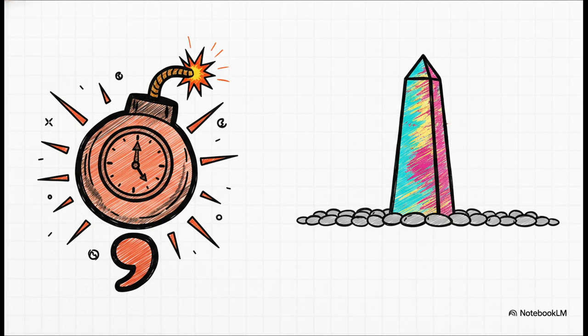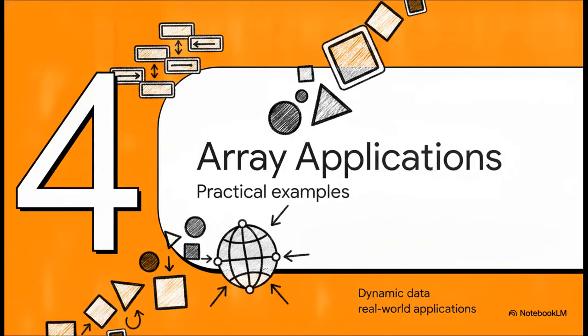Also, just as a general best practice, always use uppercase letters for your symbolic constants. That way, they instantly stand out from your regular lowercase variables. All right, moving into section 4, practical array applications.